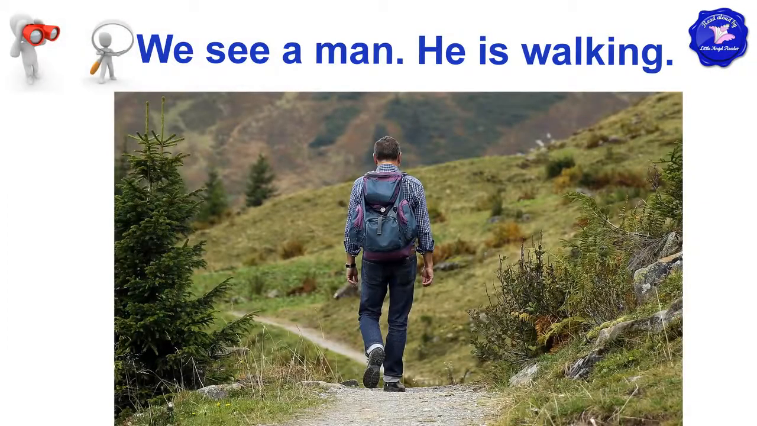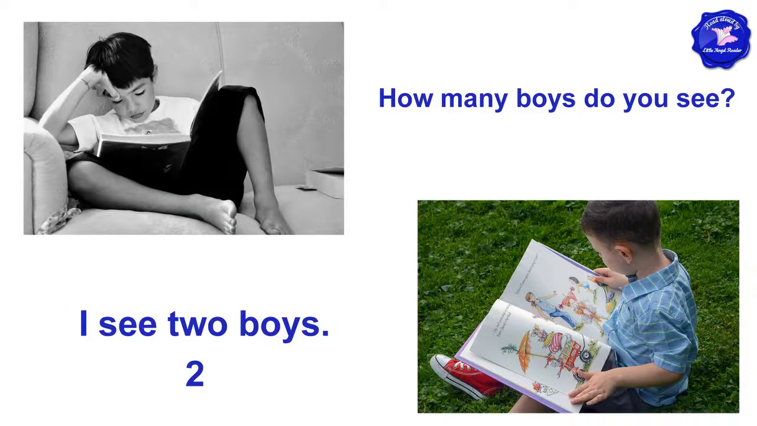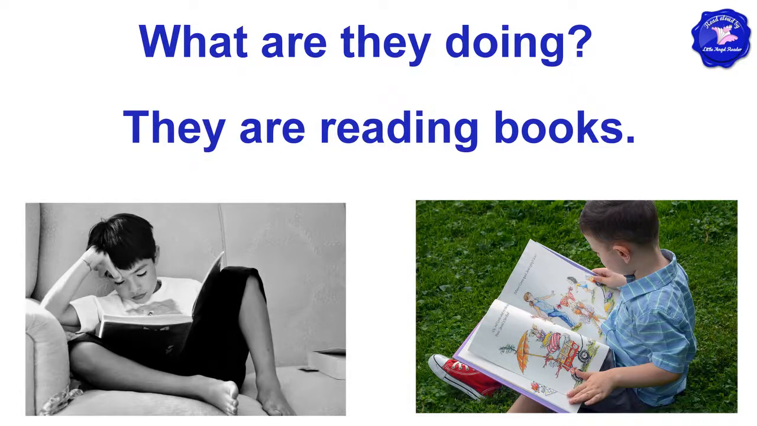We see a man. He is walking. How many boys do you see? I see 2 boys. What are they doing? They are reading books.